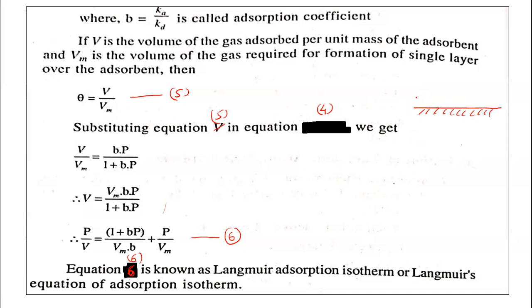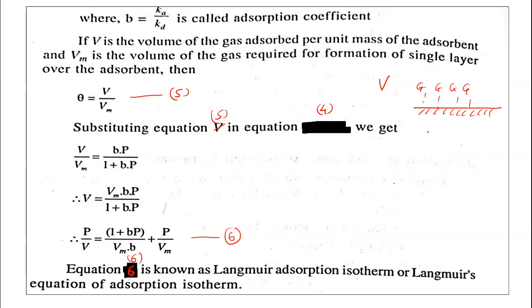If V is the volume of the gas adsorbed per unit mass of the adsorbent, and Vm is the volume of the gas required for the formation of the single layer. So to cover the total surface area, that is Vm, the volume of the gas required for the formation of the single layer over the adsorbent.